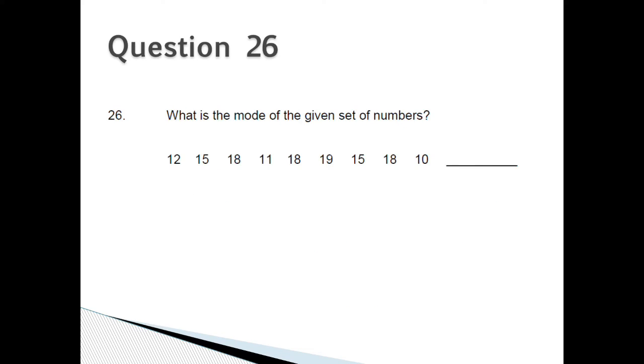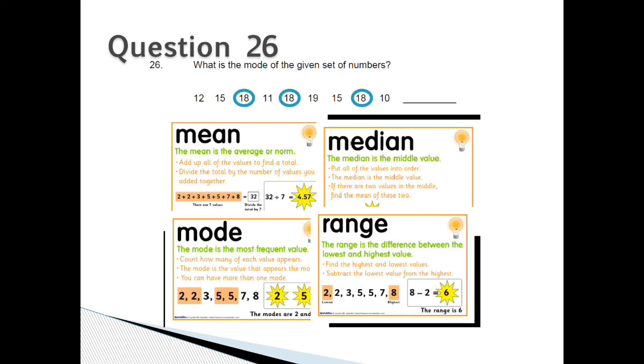What is the mode of the given set of numbers? 12, 15, 18, 11, 18, 19, 15, 18, and 10. Mode is the number that pitches up the most. In this case, 18 pitches up the most. So 18 is your mode.